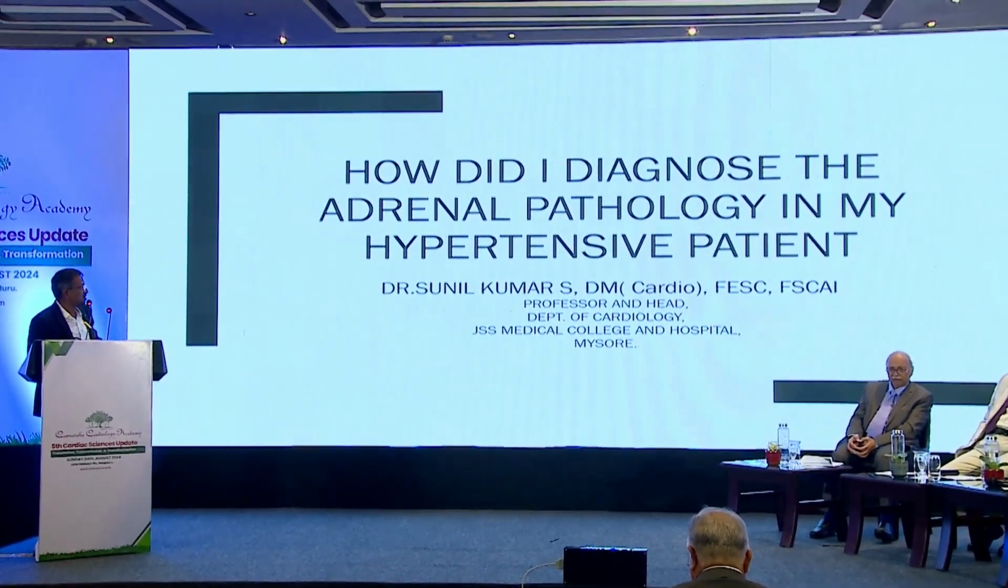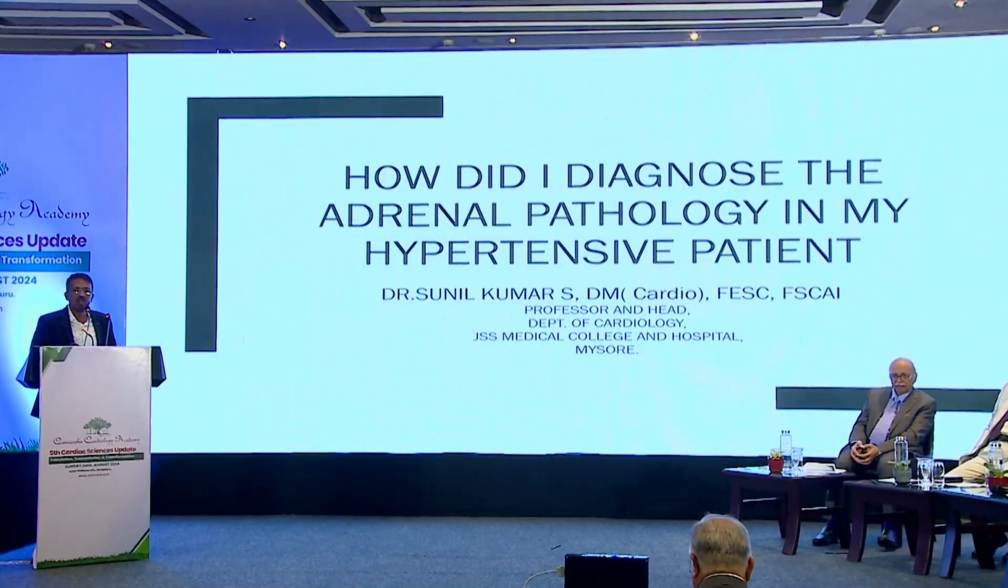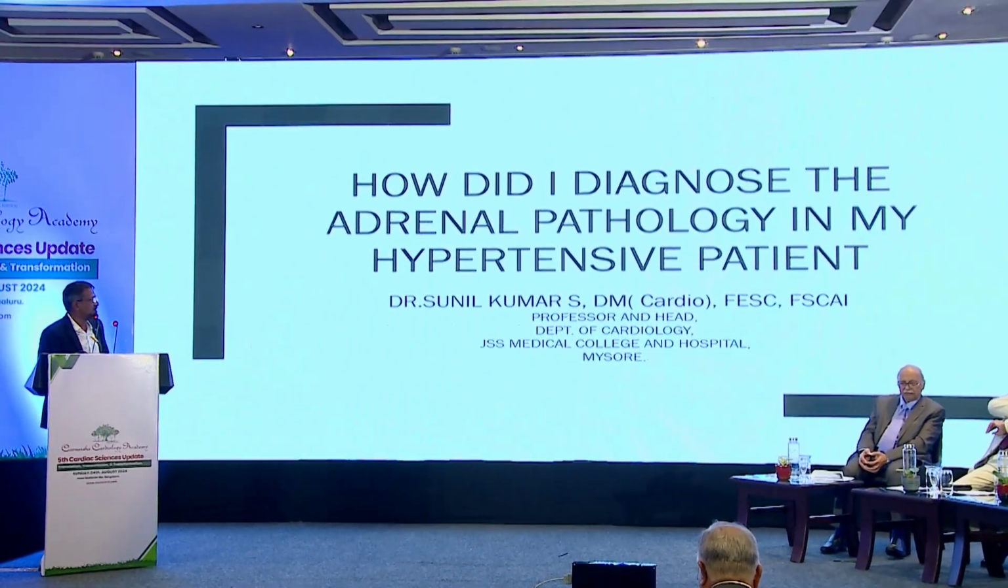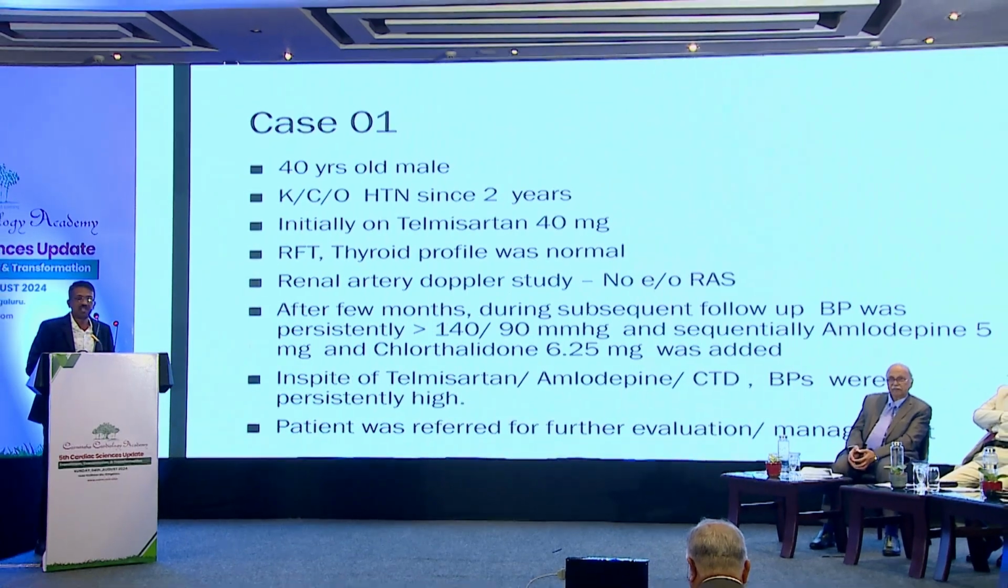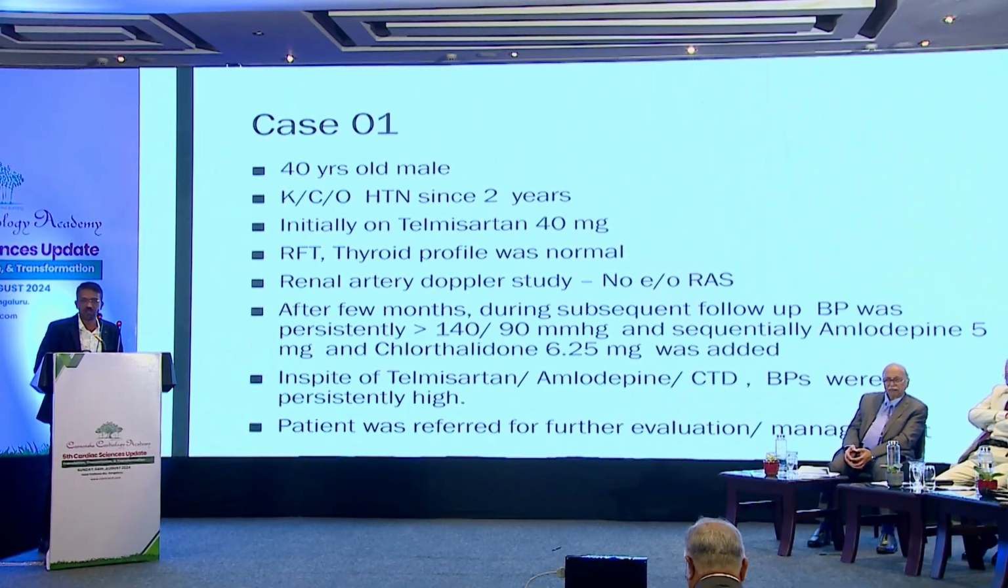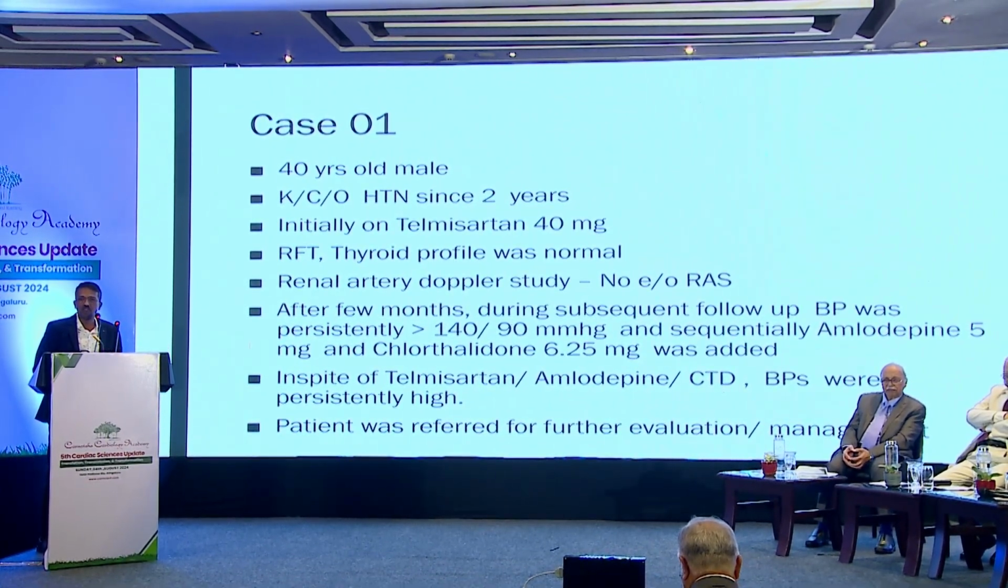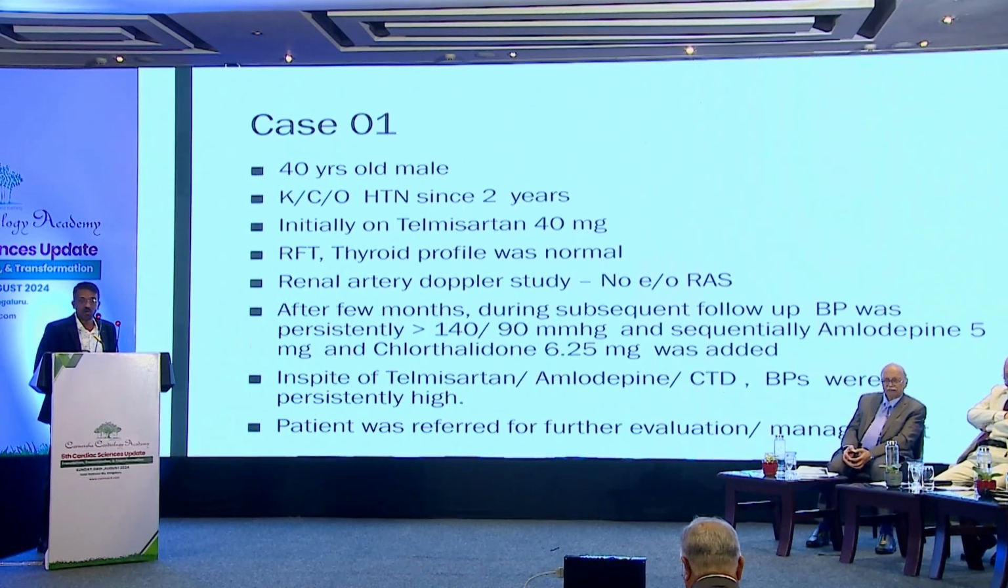So I have been assigned a job: how did I diagnose an adrenal pathology in my hypertensive patient? I'll just dive into the case scenarios first. I have two cases to present and then I'll give an overview of primary aldosteronism and its significance. The first case was a 40-year-old male, a known case of hypertension for 2 years, which means he was diagnosed with hypertension at the age of 38.